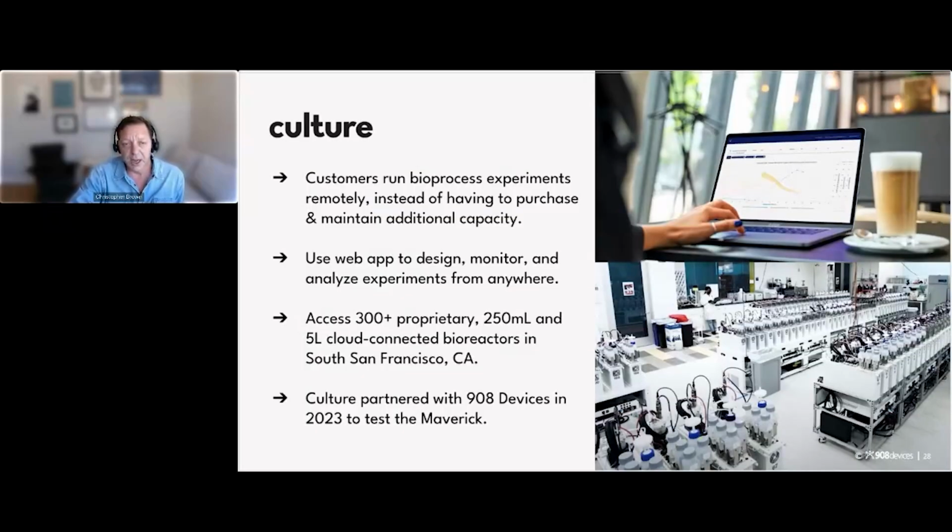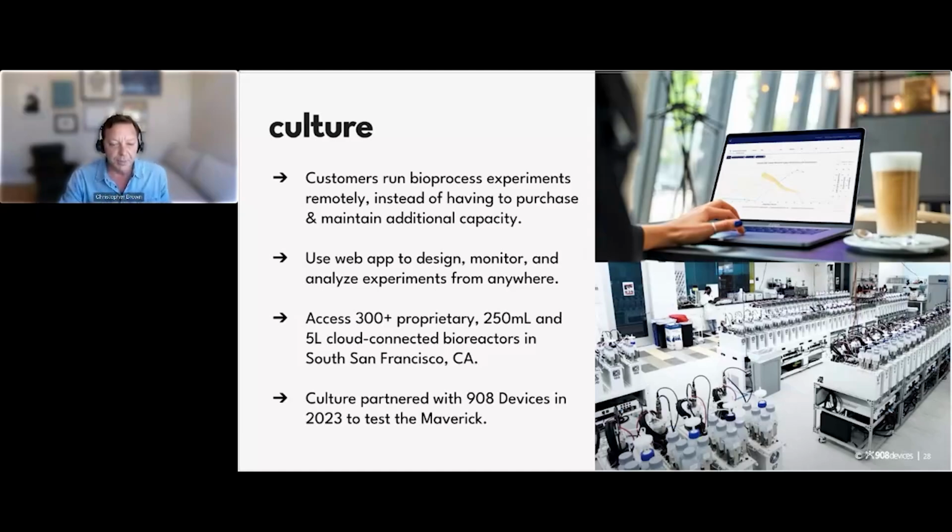We chose 2 to highlight here. So one was with the group at Culture, and Culture is a company in the Bay Area, and they have some very interesting capability that they've been developing over the last several years. So they provide an integrated platform of bioreactors and cloud-based software, simulation tools, and services to try to make process development faster and more collaborative and predictive for their customers.